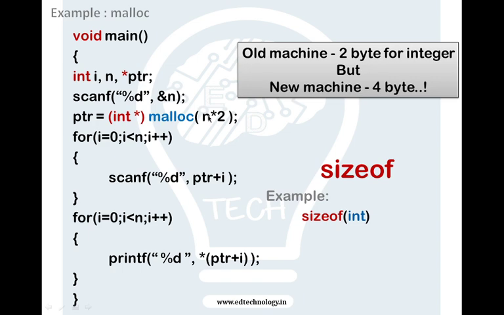Has anybody faced this problem in terms of different size of variables in their systems? While they are programming, they would have realized that your machine or my machine has a different size of the variable in the memory. Has anybody faced this?